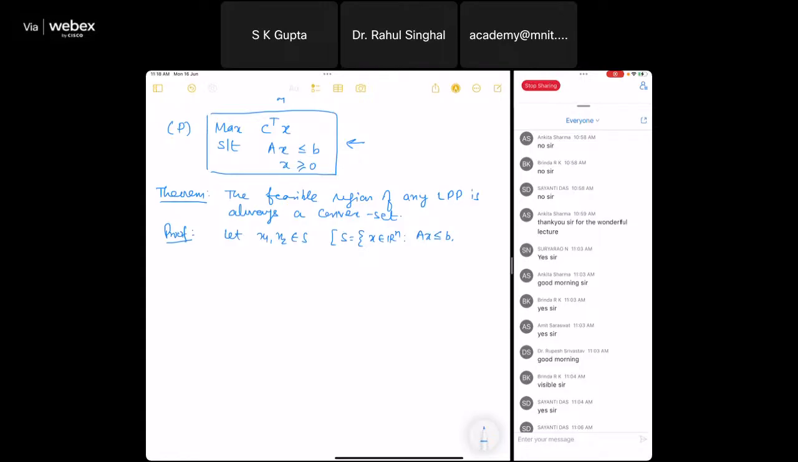This is a feasible region, right? Now you take Z as a CLC of these 2 points, the convex linear combination of these 2 points for any lambda between 0 and 1, right? If we want to show that S is a convex set, we need to show that this Z is in S, right?